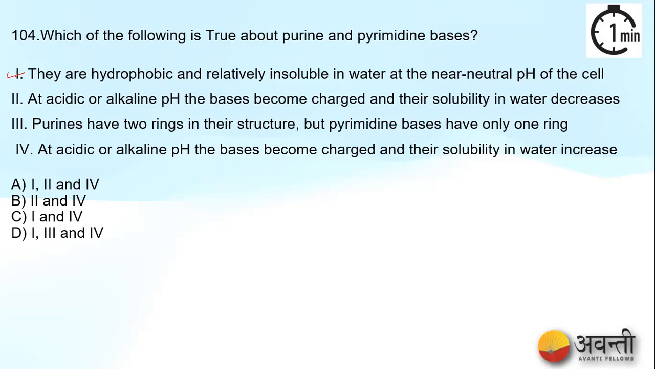Coming to the second option, at acidic or alkaline pH, the bases become charged and their solubility in water decreases. This option is particularly wrong. Why is it wrong? Because at acidic or alkaline pH, these bases become charged and their solubility in water increases, not decreases. So this second option becomes wrong for us.